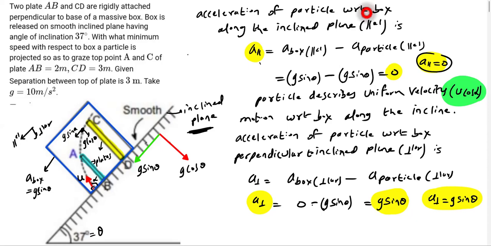When the ball is projected, it has to go in a parabolic path and it has to just cross the points A and C of the plate. It has to graze. Graze means it has to just cross at these points. So for this, we will take help of the diagram.